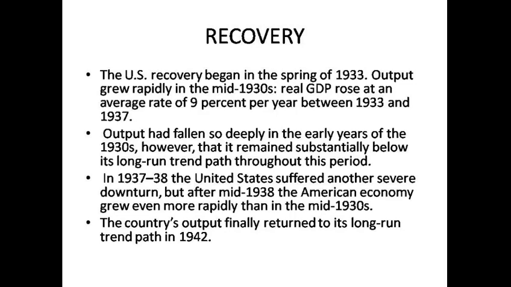Now, starting with the recovery period, the US started its recovery in the spring of 1933, and output started to grow in the mid 1930s. The GDP also rose at an average rate of 9% per year between 1933 and 1937. Output had fallen in the early 1930s, after which some stability started. In 1937 to 38, another downturn was suffered by the US, and after mid 1938 it again started to grow rapidly. The country's output finally returned to its growth trend path in 1942.